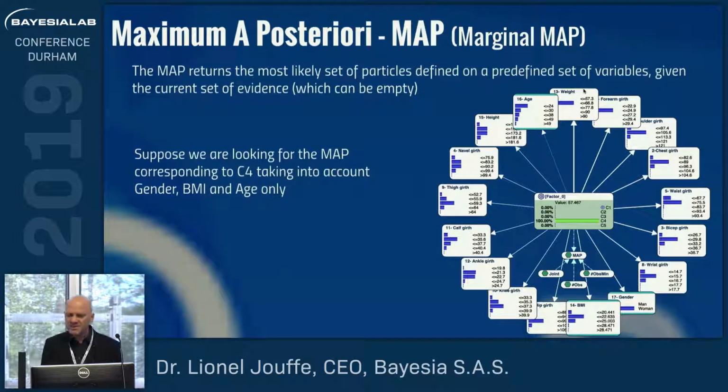So I'm still here using my example with my cluster, and I want to have the maximum a posteriori for C4, taking into account only 3 dimensions: gender, BMI, and age.